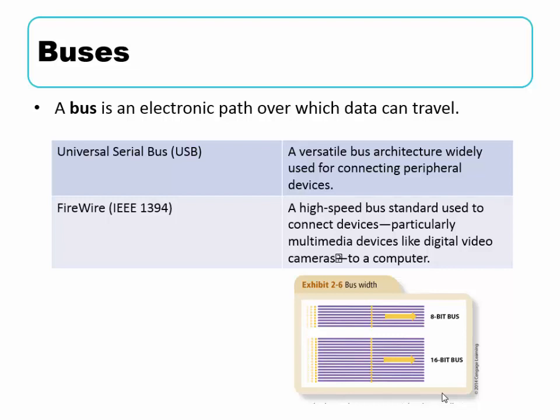One of the more versatile bus architectures is the Universal Serial Bus, or USB. I think we've all used USB flash drives. They work via an expansion slot on the motherboard. FireWire, or IEEE 1394, is a high-speed bus standard developed by Apple for connecting devices, particularly multimedia devices like digital video cameras, to your computer. So those are a couple of common expansion buses.